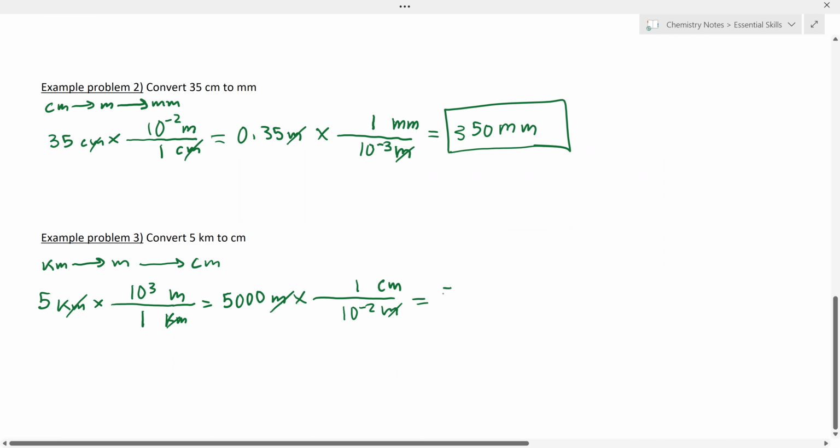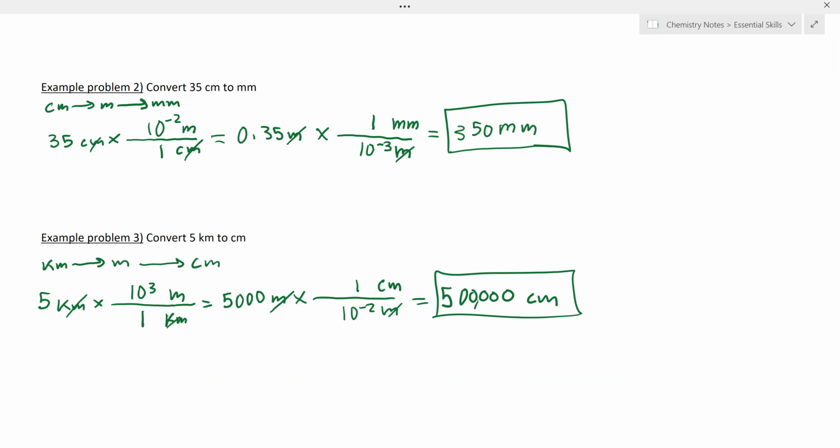We get this crazy number. Let me count the zeros. 1, 2, 3, 4, 5. Okay. 1, 2, 3, 4, 5. There we go. So that equals 500,000 centimeters. So 5 kilometers is 500,000 centimeters. So there you go. That's how that all works.